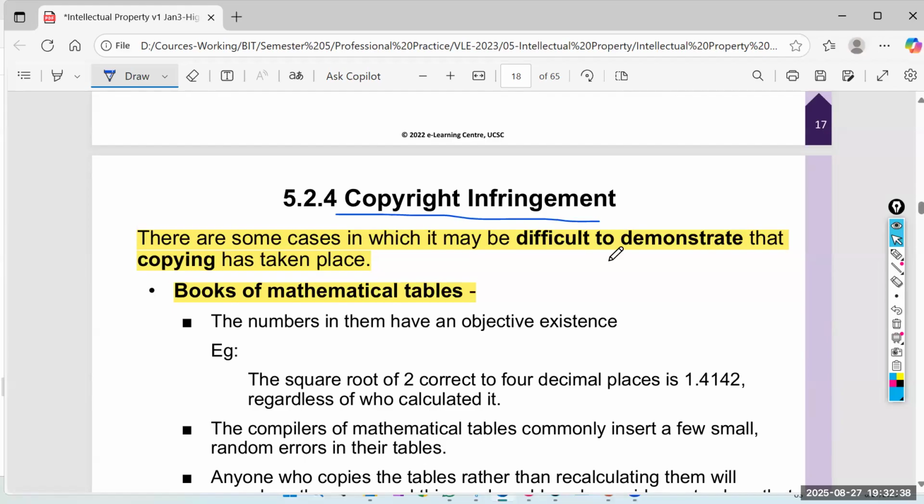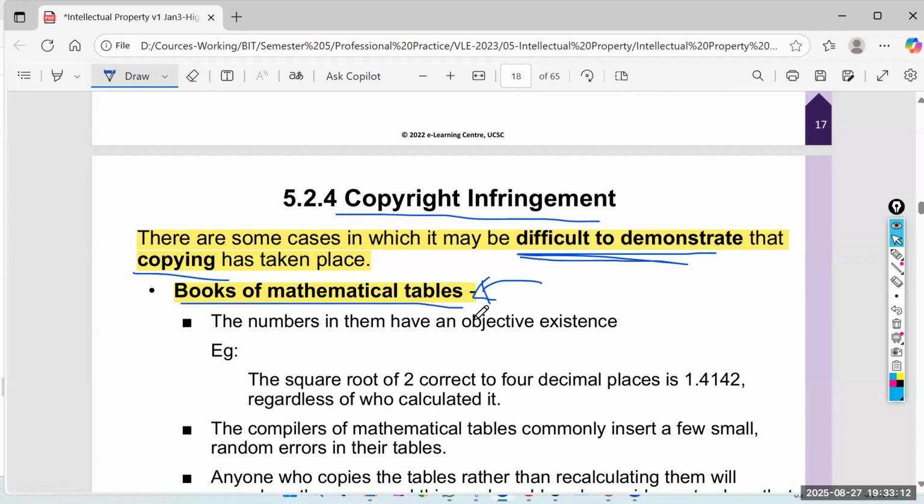And there are some interesting cases where anyone will find it difficult to demonstrate that someone has copied. For example, you prepare, say, a logarithmic table or a trigonometric table. Of course, these days you don't need to prepare it, these are already there. But let's take a hypothetical situation where you prepare it by yourself with your effort.